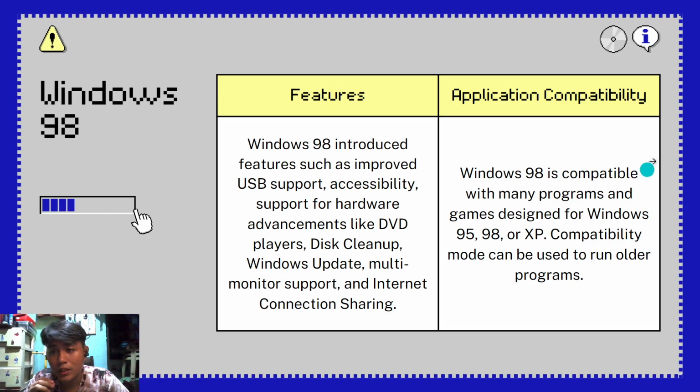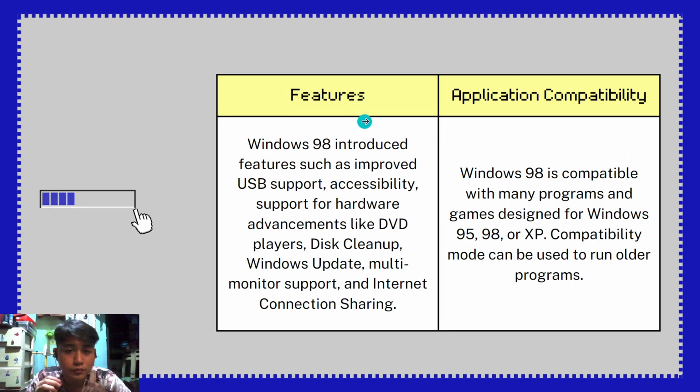Next is the application compatibility. Windows 98 is compatible with many programs and games designed for Windows 95, 98, or XP. Compatibility mode can be used to run older programs.